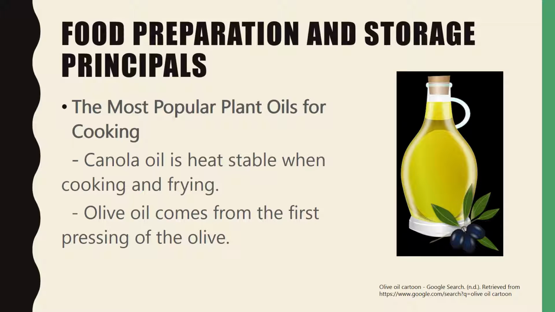Cooking with oils is very popular. Helpful oils to cook with are canola and olive oil because they're high in unsaturated fat contents, have suitable flavors, and multiple uses in cooking. Canola oil is heat stable when cooking and frying. Olive oil and extra virgin olive oil come from the first pressing of the olive. Pressing is a process of breaking the cell wall by grinding, flaking, rolling, or pressing under high pressure to liberate oil.